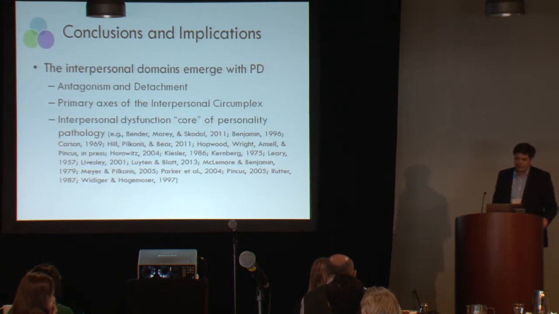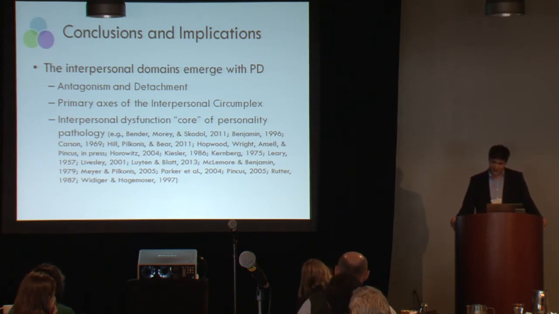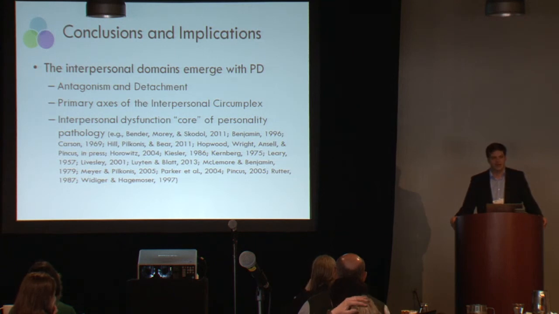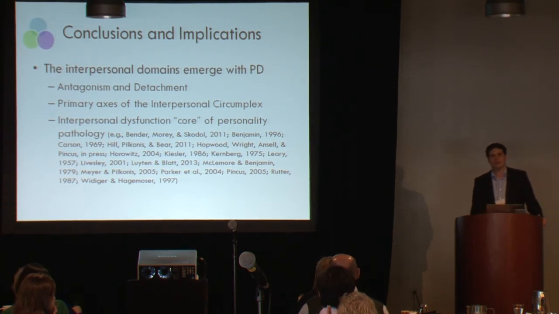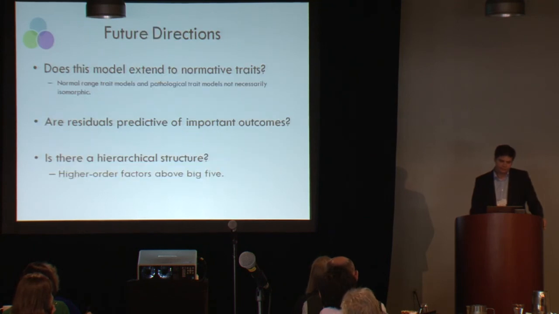I also think what's interesting with this is that the interpersonal domains of personality really emerge when you introduce PD into the model. And I think that this helps show that interpersonal dysfunction really is the core of personality pathology. And I think that links up with a broad other literature on things like the interpersonal circumplex, going back to Harry Stack Sullivan's thinking.